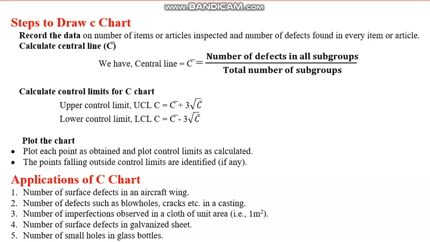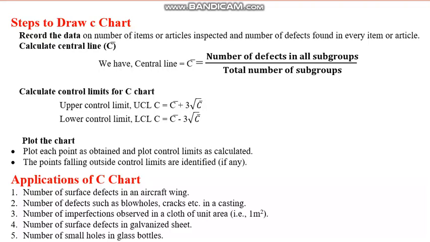The number of defects such as blowholes, cracks, etc. in a casting. In case of casting also you can use C chart, and in case of cloth also, per unit area, that means 1 square meter, how many defects are there in the cloth. Some companies are so quality conscious that even if they find a small defect, they will cut that portion and throw it, or sell it as seconds or something like that.